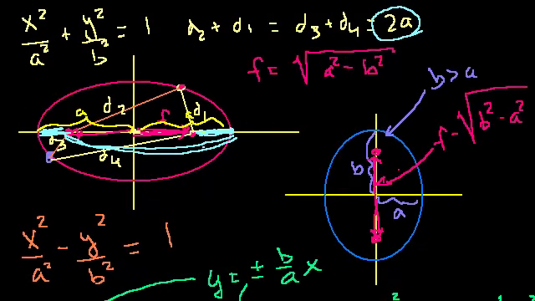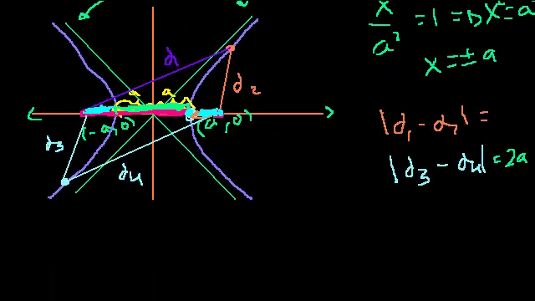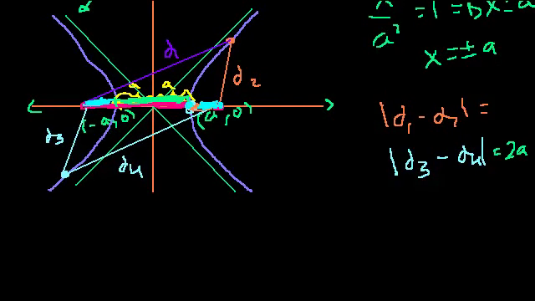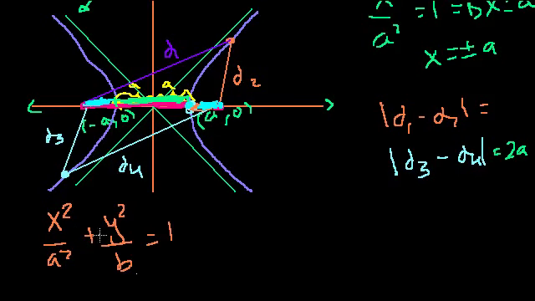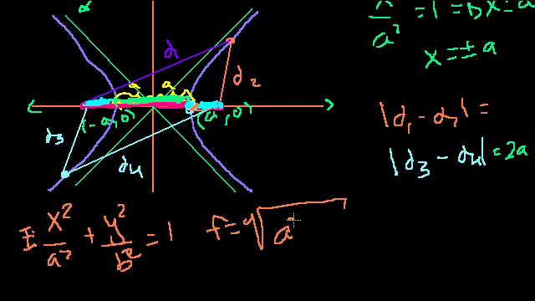Because I told you at the beginning that if you have an ellipse, so this is an ellipse, x squared over a squared plus y squared over b squared is equal to 1. We learned that the focal length is equal to the square root of a squared minus b squared. Now for a hyperbola, you kind of see that there's a very close relation between the ellipse and the hyperbola, and it is kind of a fun thing to ponder about.